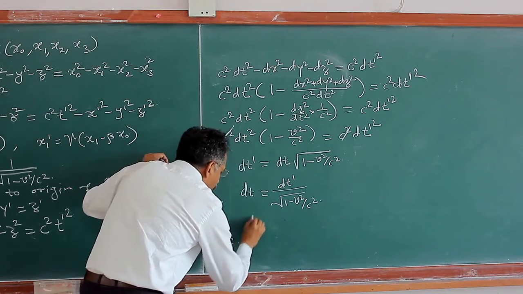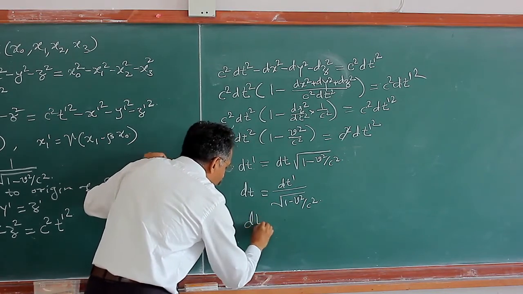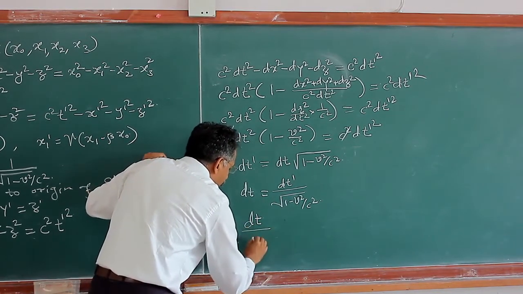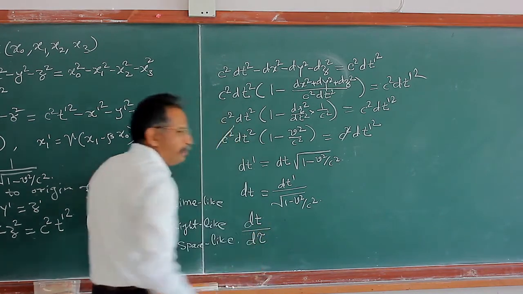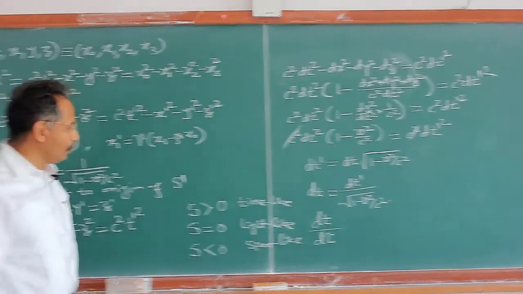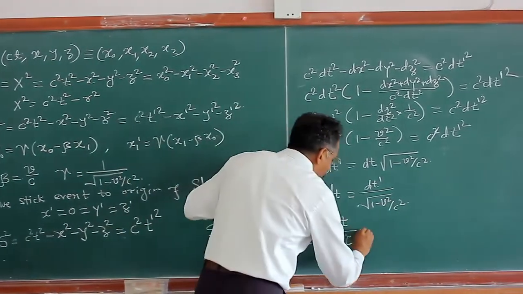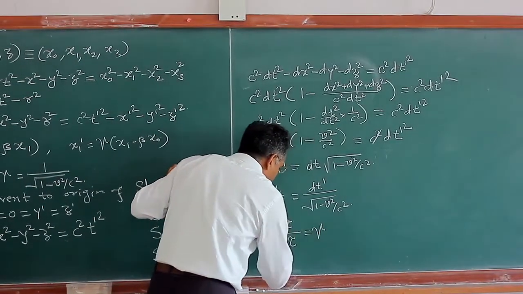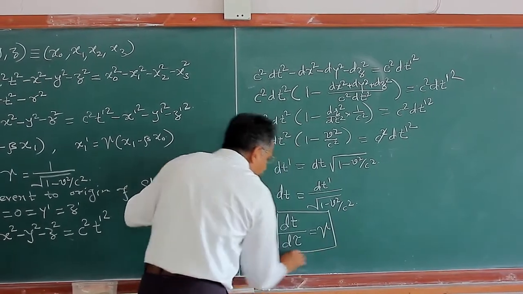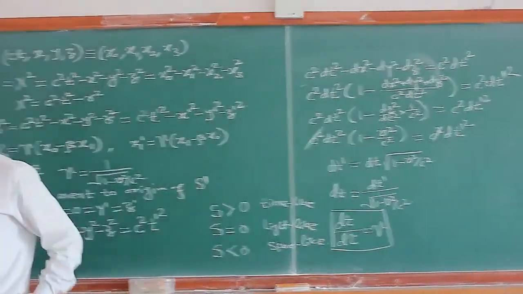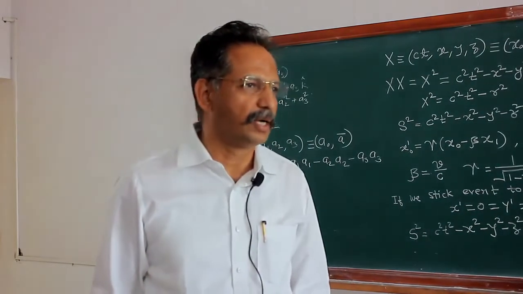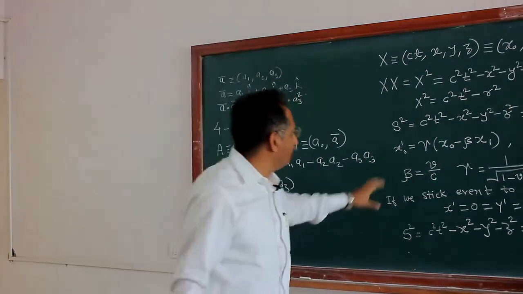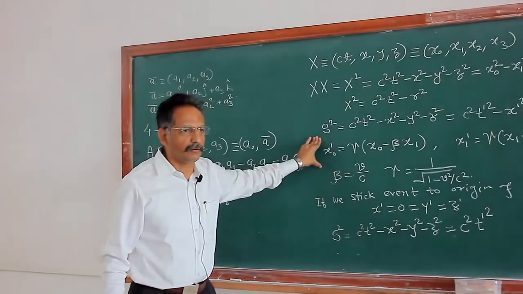The more useful form that I am going to explore is dt upon dt dash. Instead of dt dash, some people prefer to use tau. This is equal to gamma. So this is one important relation that we have found, and there is no need of the Lorentz transformation equations. However, they have this kind of format.